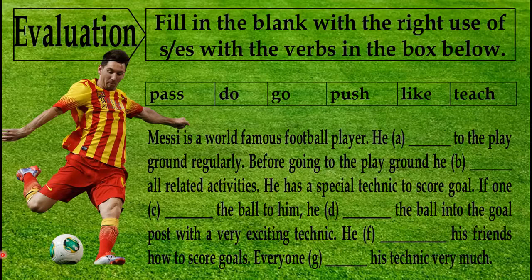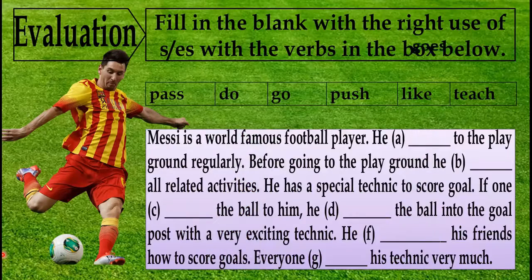Messi is a world famous football player. He goes to the playground regularly. Before going to the playground, he does all related activities. Here subject is third person, so verb with es. He has a special technique to score goal. If one passes the ball to him, subject is singular, so es has been added to the verb.